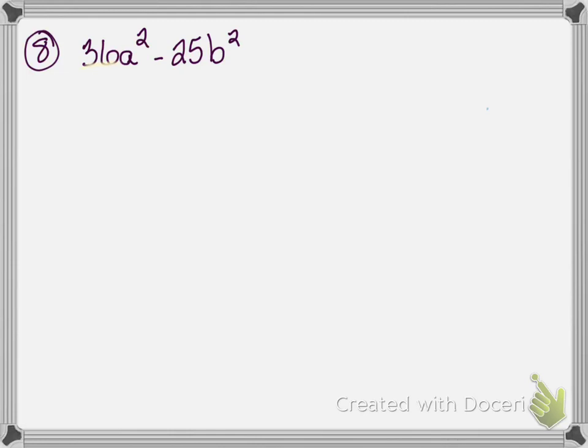This is number 8. 36a squared minus 25b squared. Now, I want you to think about a squared minus b squared. I want you to look at a couple of things. This right here is a perfect square. Okay? What times itself gives us a squared?